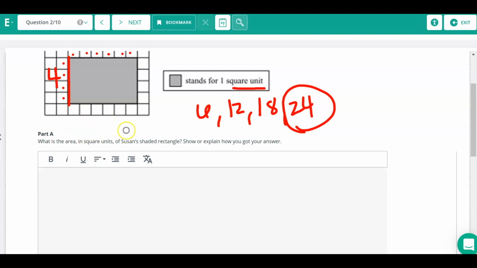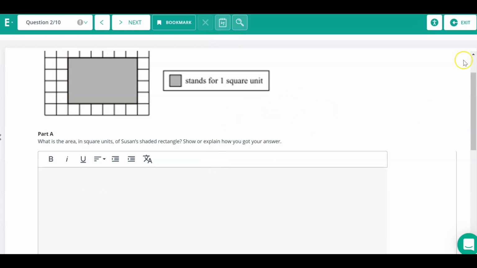What is the area in square units of Susan's rectangle? Show or explain how you got your answer. So we're going to explain how we got our answer. Click on your scratch pad again to get rid of it so we can type. We first start by restating our question. Susan's shaded rectangle has an area of, so pause the video so you can type that out, 24 square inches.